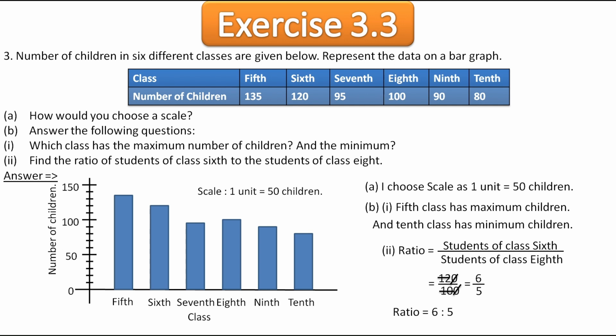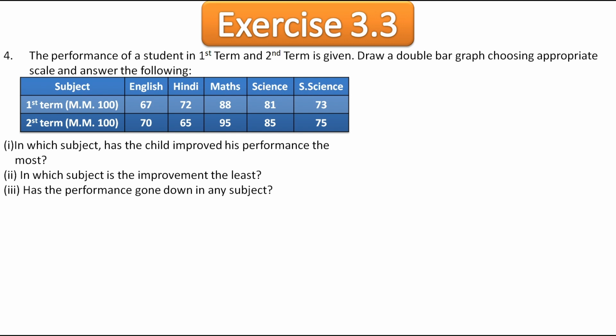Now let's move to the next question, that is the fourth one. So here they have given the performance of a student in first term and second term. Draw a double bar graph choosing an appropriate scale and answer the following. Okay, so we have to draw the double bar graph here. The first bar will come for first term and the second bar will come for second term. Okay, so I'll teach you how to draw a double bar graph.